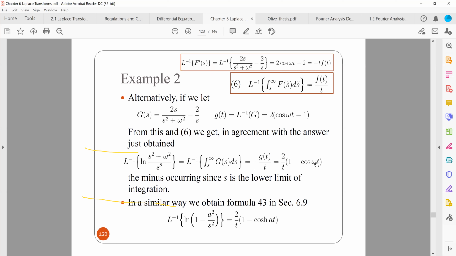So maybe I can give you some, what? Could you try to prove this? I'll give you 5 minutes to try and prove that the Laplace inverse of ln(1 minus a squared over s squared) is equal to 2 over t times (1 minus cosh(at)). I'll give you 5 minutes. And maybe one of you will show us how they did it. I don't know if you can share anything. You can take a screenshot and share.